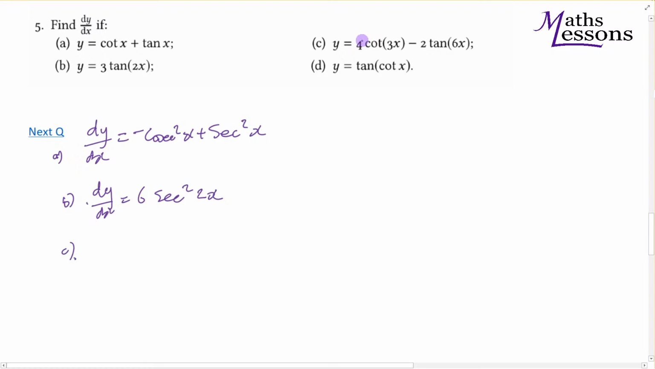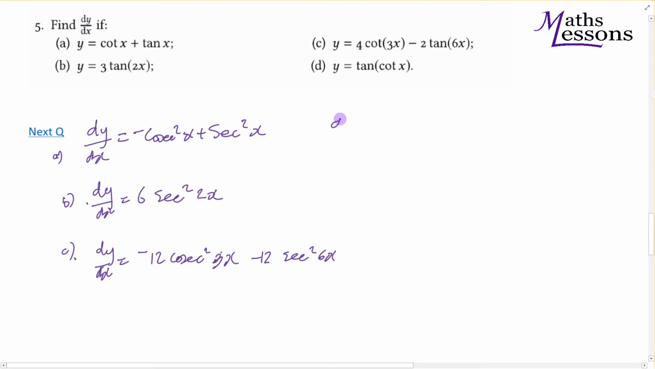For part C, we know that cot goes to minus cosec squared. So we've got 3 lots of that, so it'll be 3 lots of minus cosec squared times 4. So we're going to get dy by dx will equal minus 12 cosec squared 3x. And then the tan 6x will go to 6 sec squared 6x times the minus 2, so that's going to give me minus 12 sec squared 6x.